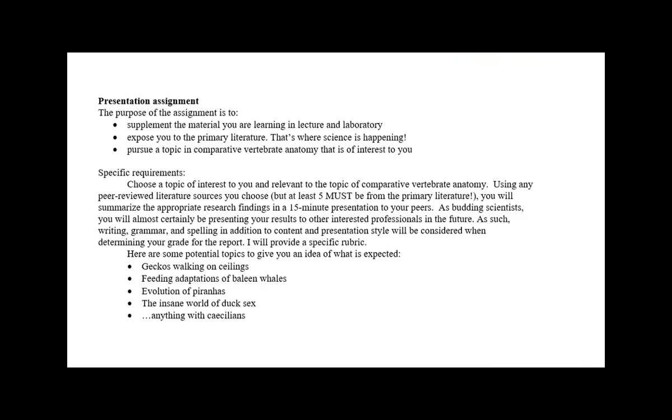I threw up some examples of anything, just to give you guys an idea of what you want to talk about. If you want to talk about geckos on the ceilings, if you want to talk about the evolution of piranhas, like why is this carp so mean? That's great. You can definitely talk about piranhas if you want to. And so those presentations are going to be kind of the end of our class.